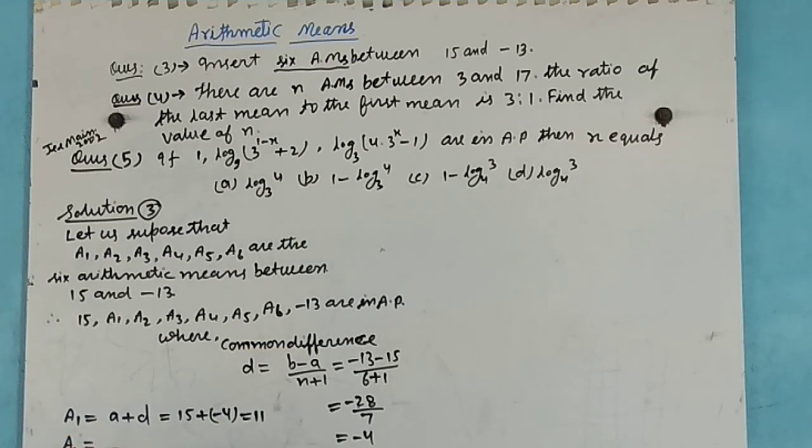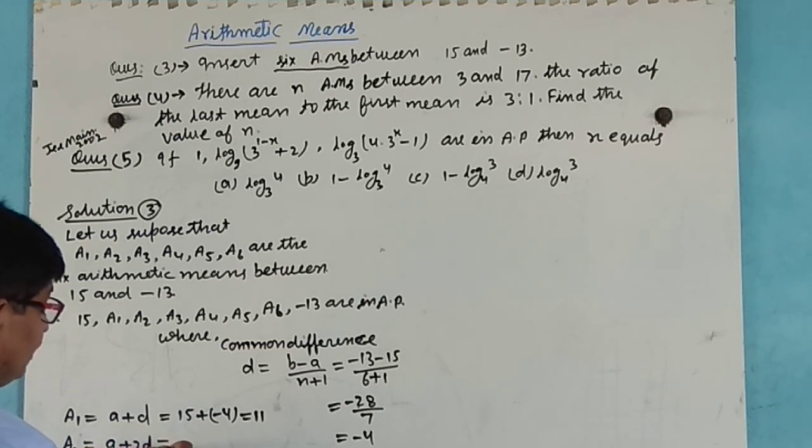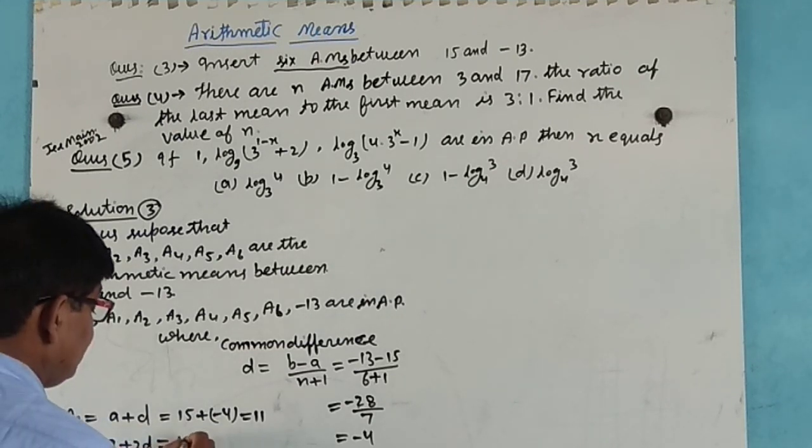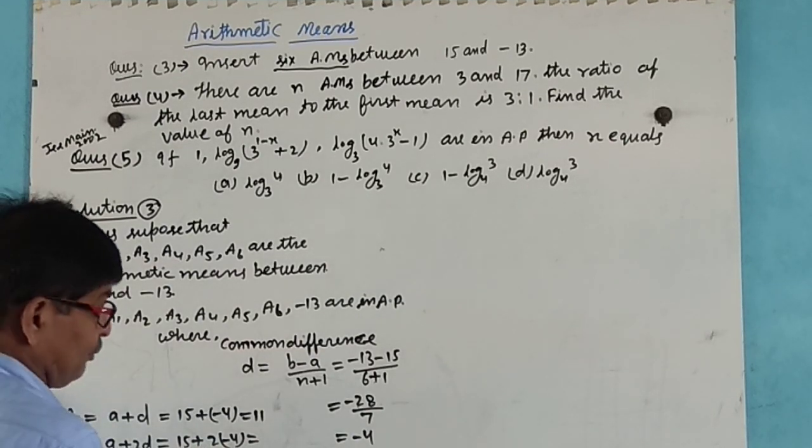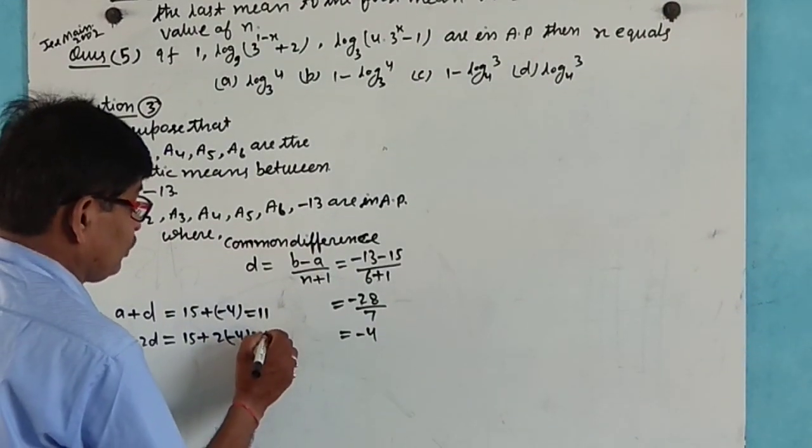Second arithmetic mean A2, A plus 2D. Here 15 plus 2 into minus 4, 4 2s are 8. 15 minus 8 equal to 7.